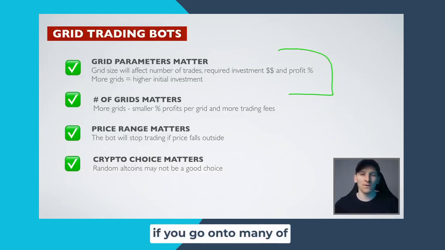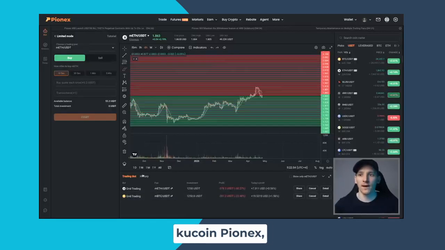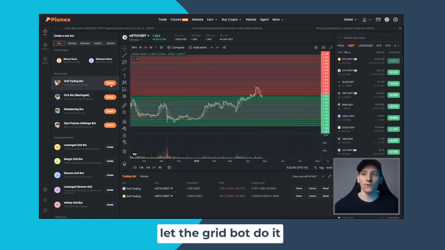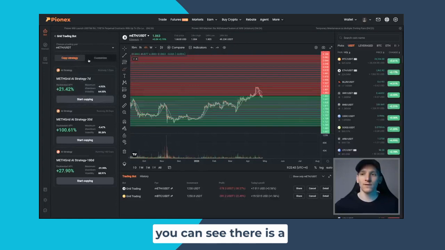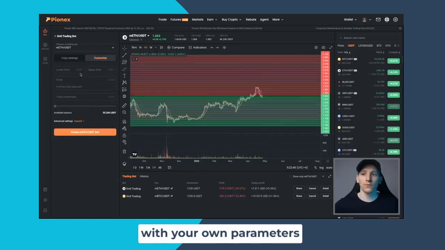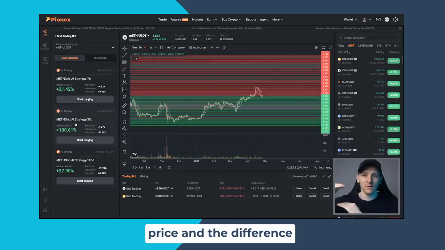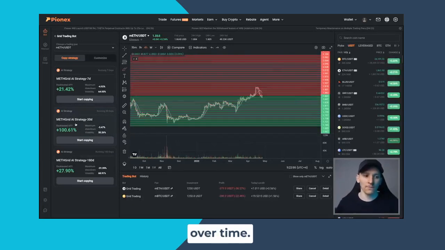In fact, if you go onto many of these platforms, KuCoin, Pionex, and you go onto grid bots, they have AI grid bots where you can actually just let the grid bot do it for you. So if you press create, you can see there is a strategy here. You can customize it with your own parameters, or you can just let the AI bot do it for you. And it's going to tell you the top and bottom price and the difference between each grid. So you can have a look at that and play with it over time.